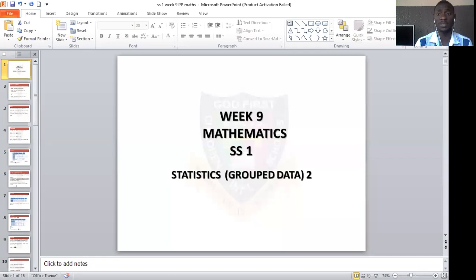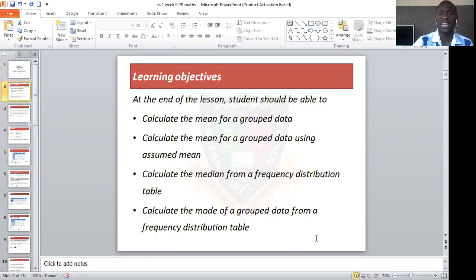Before we go into that, I would like to share with you the lesson, so I carry you along, and talk about the learning objective. I tagged it group data two, because it's an extension of what we discussed in the previous slide. Here we're just looking at how to calculate the mean, median, and mode. So this is our learning objective. At the end of the lesson, students should be able to calculate the mean for a group data.